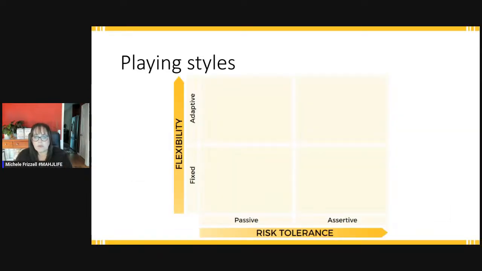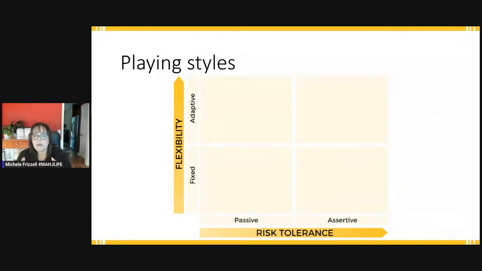If you put those two spectrums on a quadrant, this is what we're going to see. We have flexibility on the left, and then we have risk tolerance on the bottom. So flexibility, fixed and adaptive, fixed on the bottom, adaptive on the top. And then above risk tolerance, we have passive and assertive. Passive on the left, assertive on the right. So we're going to place these playing styles in each of these sections of this quadrant, and we'll then talk about each style of play.